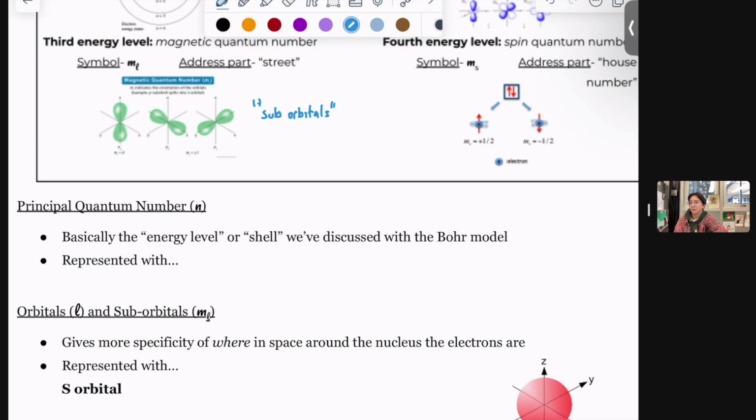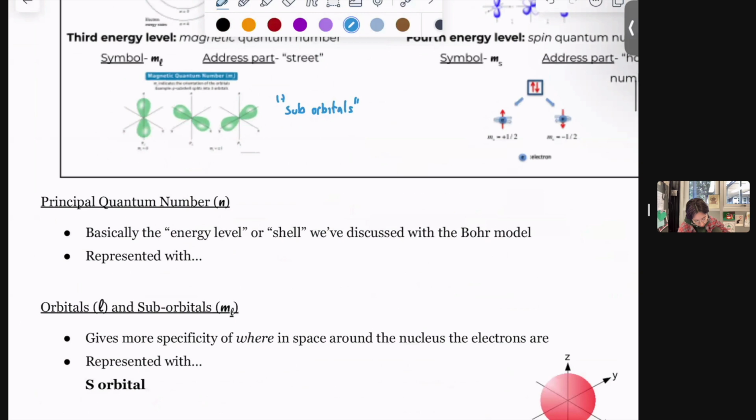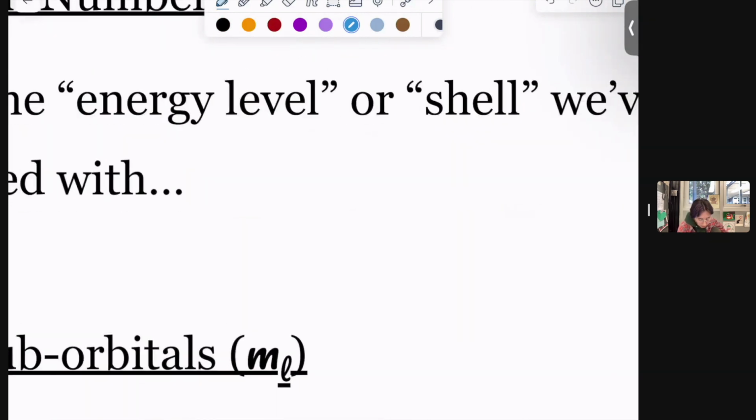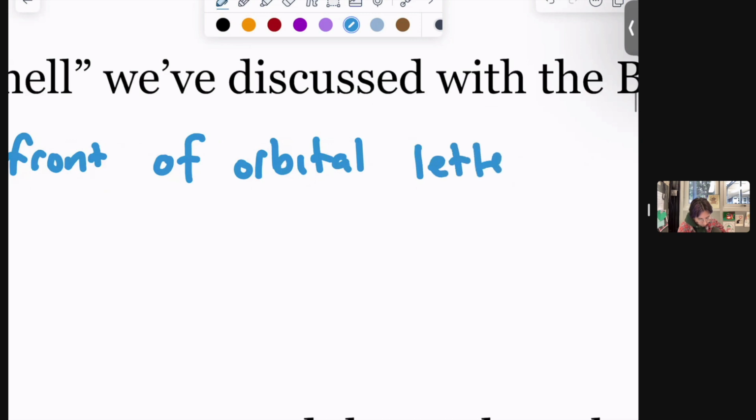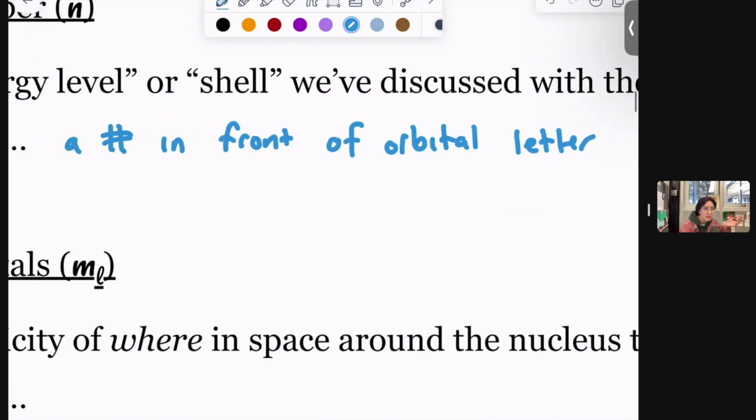Okay, let's see. What is our first one? So our first one is our principal quantum number. Again, this is n. This is like our shell from Bohr. And we're going to see this in our models as a number in front of our orbital. Just like how we could say n equals 1, n equals 2, in Bohr, we're going to use a number to represent these. So this is the same thing as what you've done in Bohr.